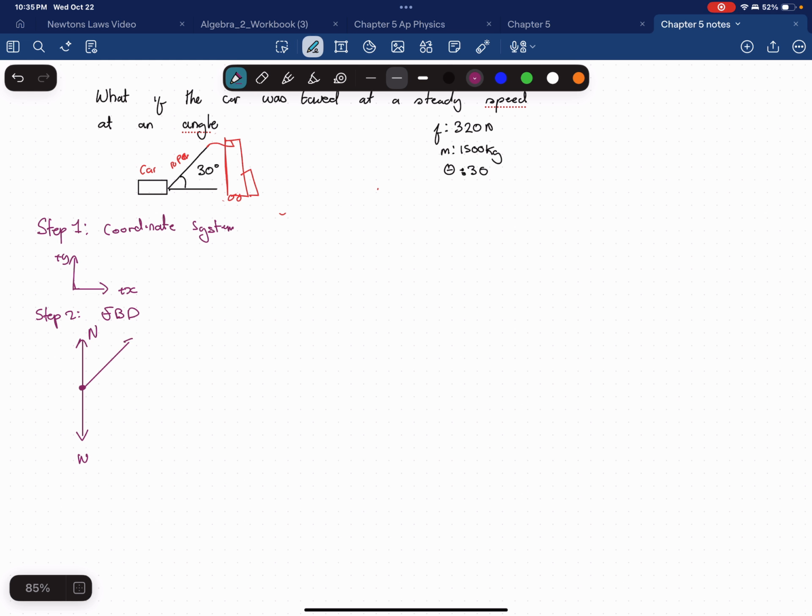I'm just going to put that as a tension. So now we have the y component of tension and the x component as well. The y component would be right where the normal force is, and this is going to be 30 degrees. So the y component is right by the normal force, and the x component is right here. All right, so anyway, step 3.